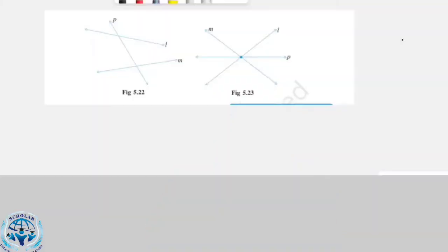Let me clarify using a few examples. If you have understood the concepts, you will be able to solve these typical examples. Then we will move to the main exercise. Look at the two figures.